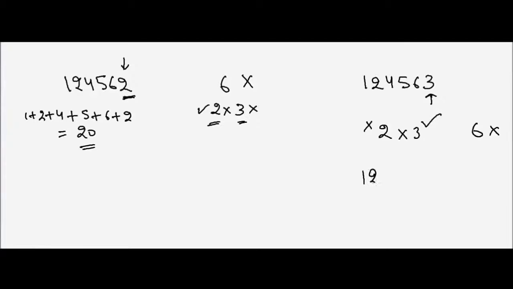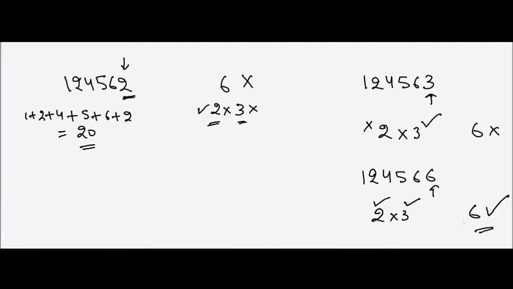Another modification we can make is to use 124566. This is both even, and the sum is still divisible by 3, so we have 2 into 3. It passes the test both for 2 and 3, so therefore it should be divisible by 6. So that's how we do the test for divisibility by 6.